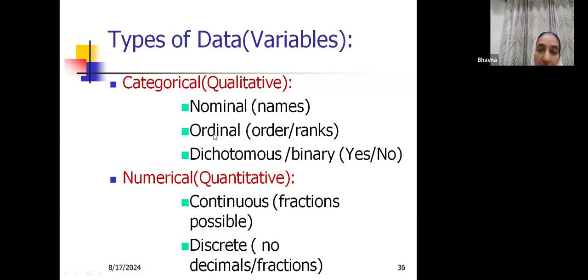Nominal is names, ordinal is order or ranks, okay? Like we said, mild, moderate, and severe pain. Non-smoker, mild smoker, moderate smoker, heavy smoker. Whenever there is an order to data, that is ordinal data. Whenever you have a yes or no outcome, that is dichotomous data, okay? And whenever you're talking about names, right? East, west, north, south, blood groups, gender, male, female, names, you're talking about qualitative data.